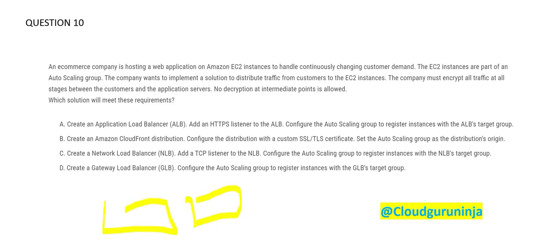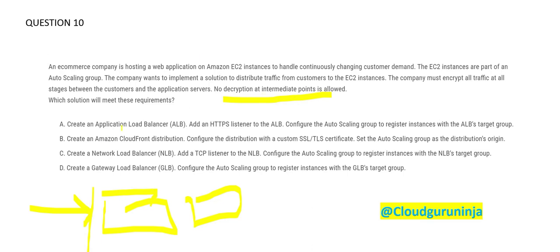The problem statement here is all the traffic that is going to the EC2 instances, no decryption at intermediate points is allowed. End-to-end encryption will be provided, from the user putting the request to the ALB or the load balancer. From there it goes to the EC2 instances. Everything should be encrypted. No decryption allowed.